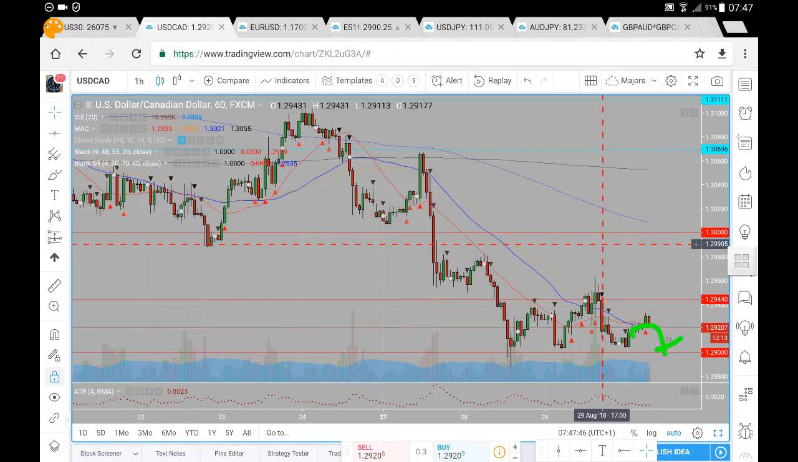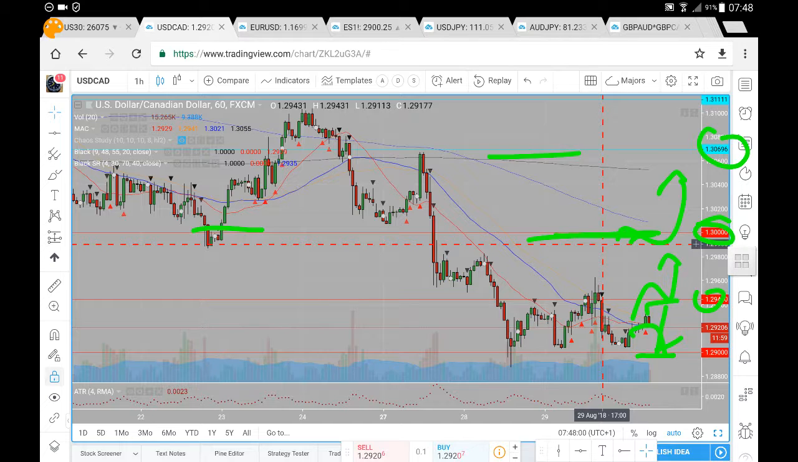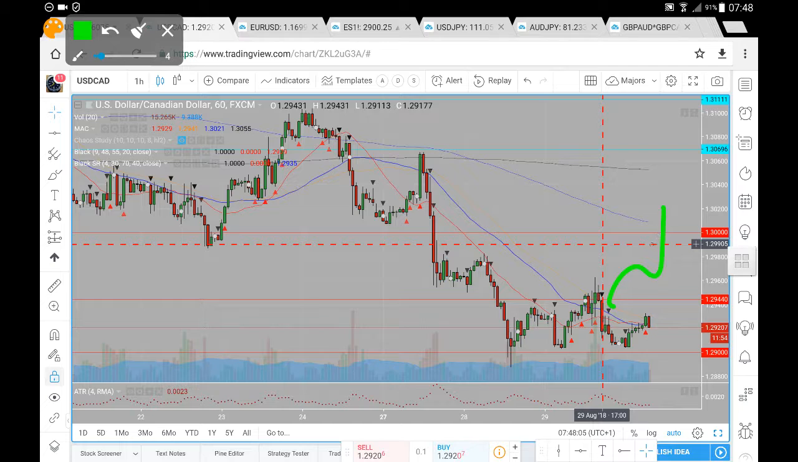If, however, we do continue to hold this 129, we're then looking for a test of 129.44, successful break from which we're then targeting that 130 here on the US dollar CAD. We don't anticipate price to move much beyond the 130. The very next level of note beyond the 130 is, of course, at 130.69. We think that's too far out of the range here of the US dollar CAD to the upside, even if we do have quite a bit of volatility?